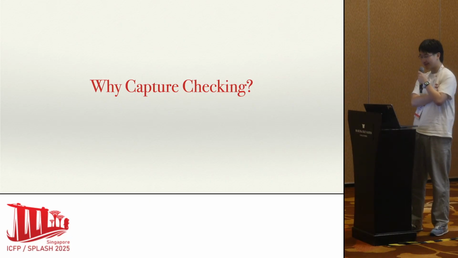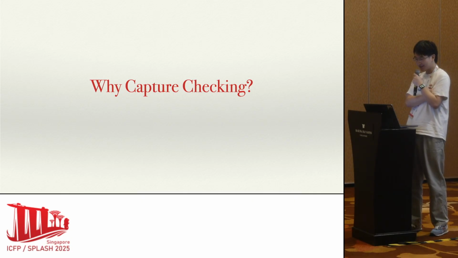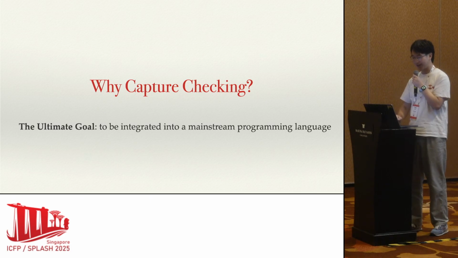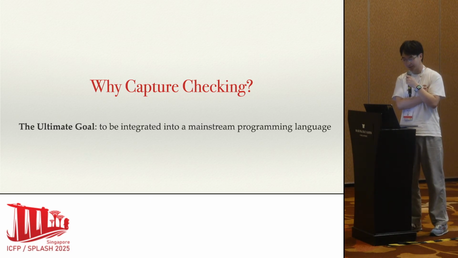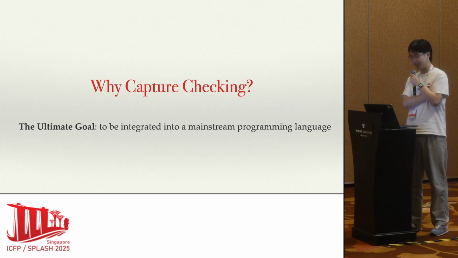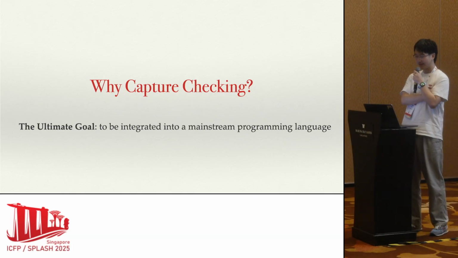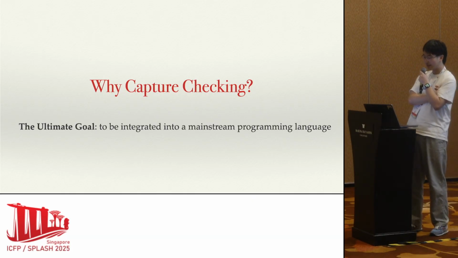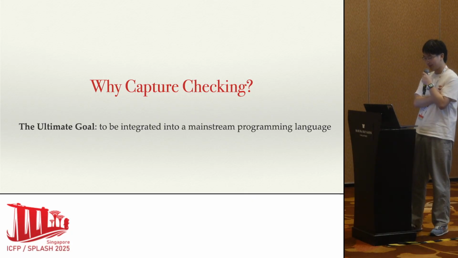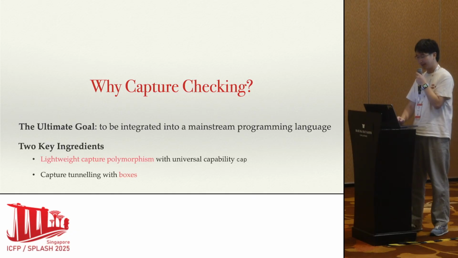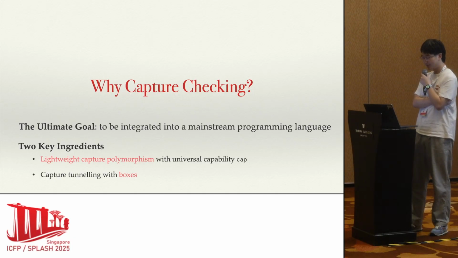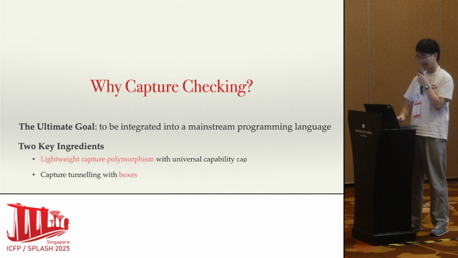And there have been decades of research on effect systems. So why capture checking? Is it just yet another effect system? Let's recall our ambitious goal that we want to bring capture checking to the masses. And Scala has quite an established ecosystem, a lot of existing code. And this means that we will not be able to start fresh. We need an effect system that can be retrofitted into established code bases with minimal disruption. And that's what capture checking is for. And to achieve this, there are actually two key ingredients. One is lightweight capture polymorphism, and the second is boxes.